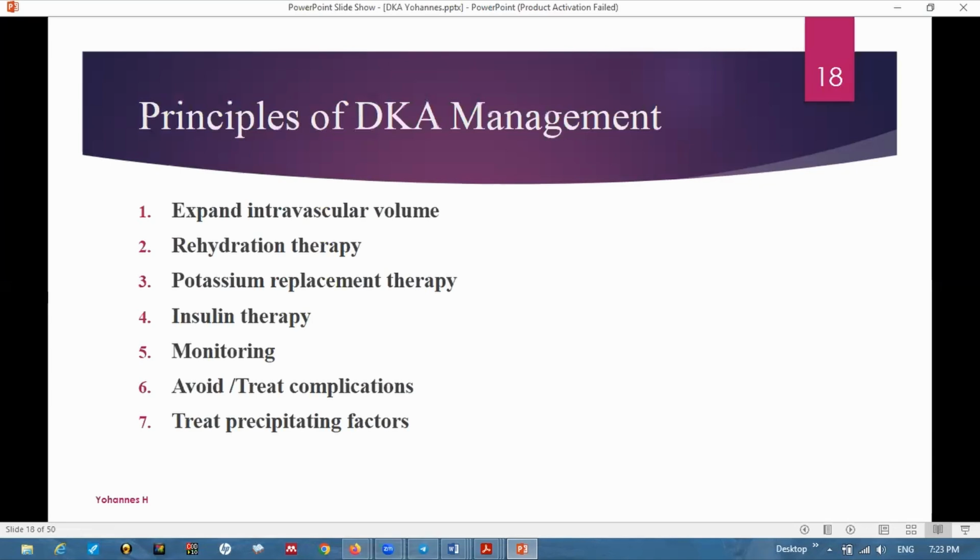So those are the principles. We'll see each of them. The first is we should expand the intravascular volume. And after that, we should start the dehydration management. We should supplement with potassium, give insulin therapy, monitoring, avoid and treat the complications, and treat the precipitating factor. So we will see each of them.